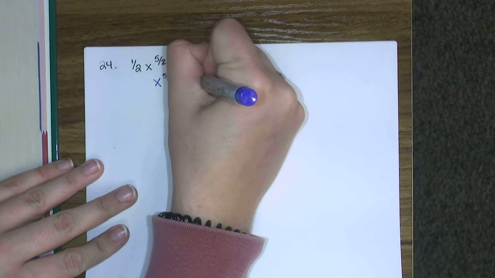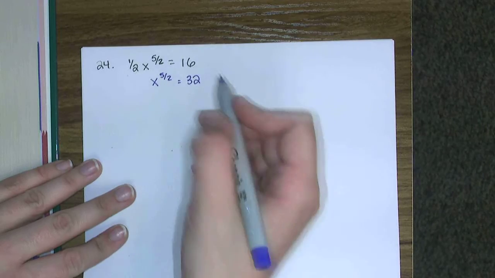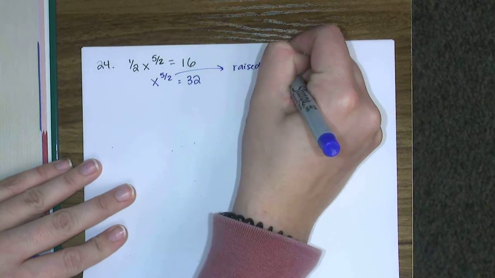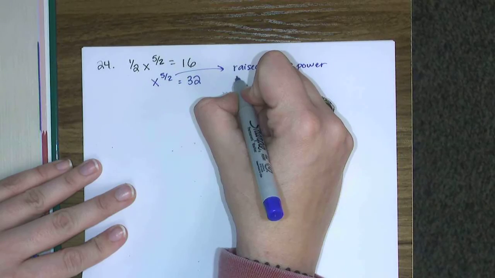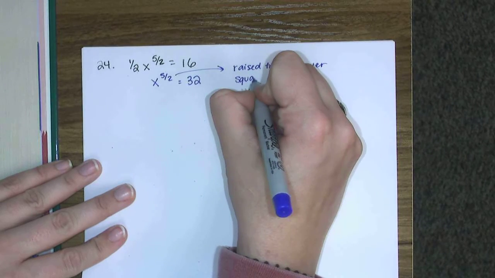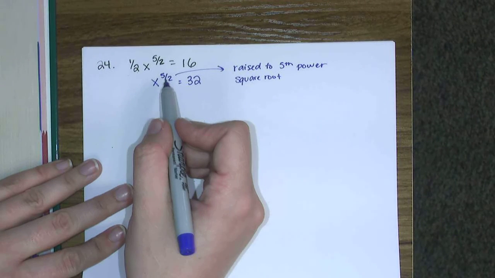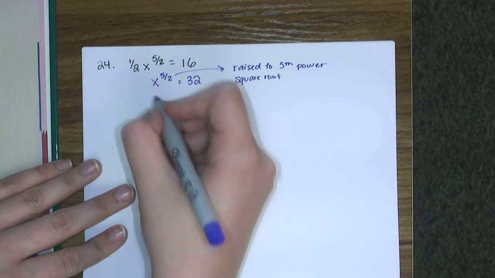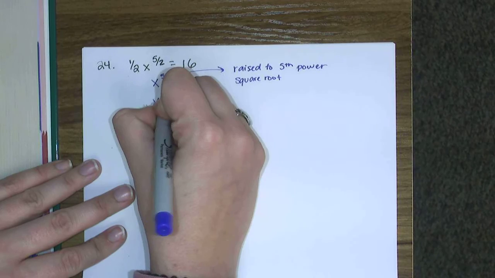Now, what's happening here is it's being raised to the 5th power, and the square root of it. It's taking the square root. So to get rid of the square root, I need to square everything. Okay? So when I square everything, that gives me x to the 5th is equal to 32 squared.